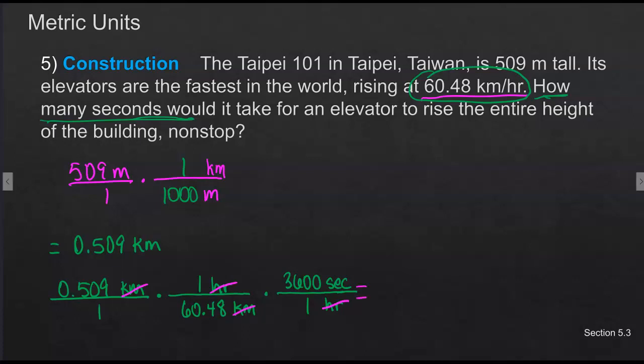So we multiply in the numerator, that's 1832.4, and then my denominator is still 60.48. When I divide this and round, I end up with 30.3 seconds. So this elevator will rise from bottom to top in just about 30 seconds, which seems to me to be super fast. It goes 500 meters, and that is the speed in seconds.